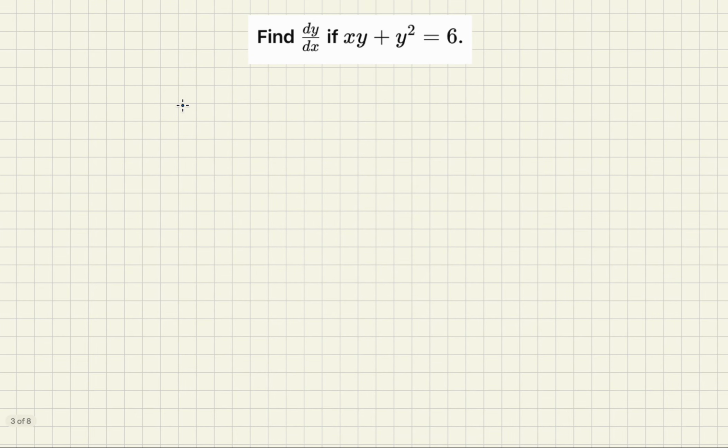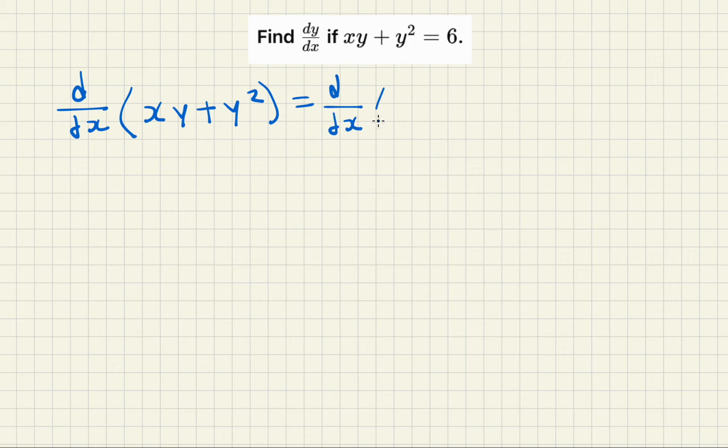So basically all we're doing is finding dy over dx by differentiating with respect to x. In this case, same concept, we differentiate both sides: d over dx times xy plus y squared equals d over dx times 6.